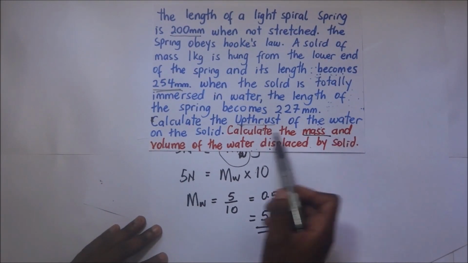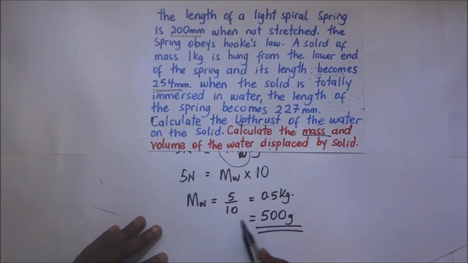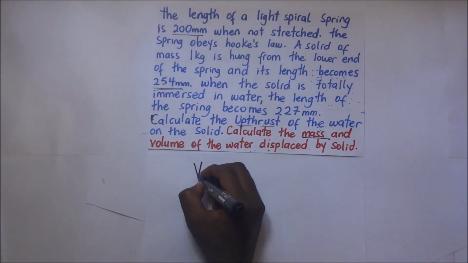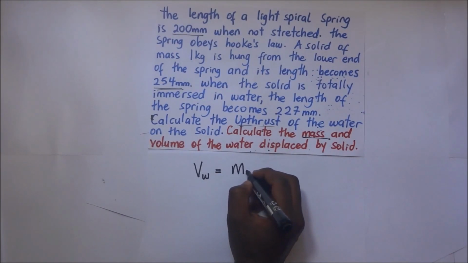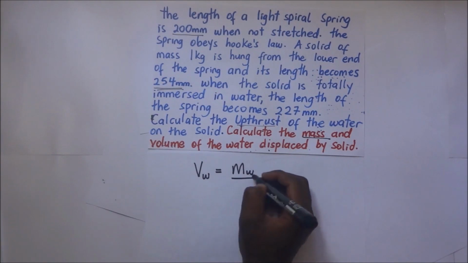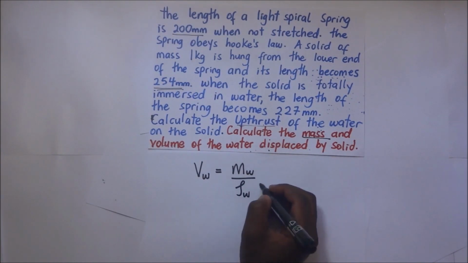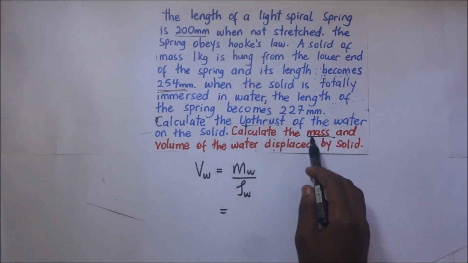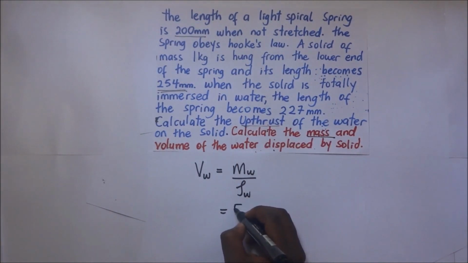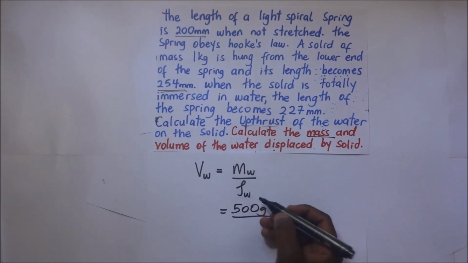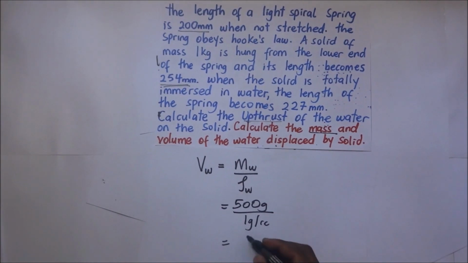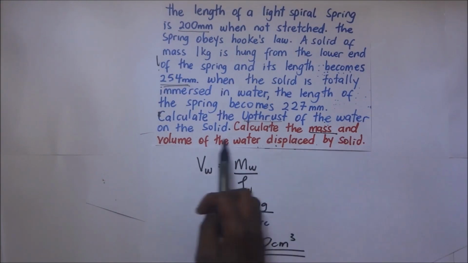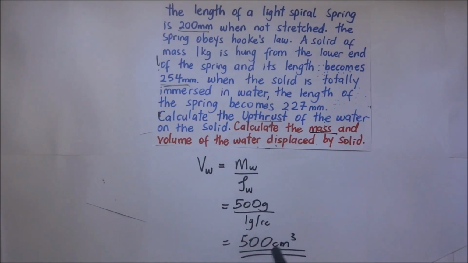So we go ahead and calculate the volume of the water displaced by the solid. Now that we have the mass, we can go ahead and find the volume. The volume of the water displaced is given by the mass of the water divided by the density of the water. So in our previous calculation, we got the mass of water as 500 grams, so this is going to become 500 grams divided by the density of the water, which is 1 gram per cc, and it means that the volume of the water in this case is 500 centimeters cubed. So that answers the other portion of the question. Volume of the water displaced is 500 centimeters cubed.